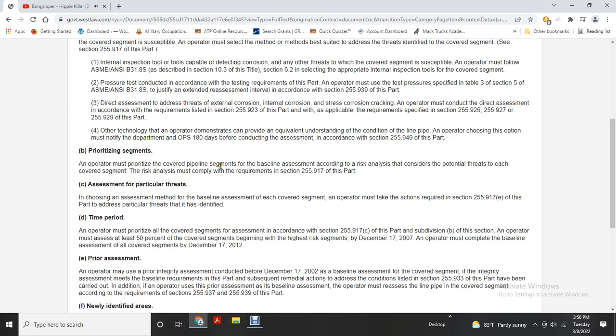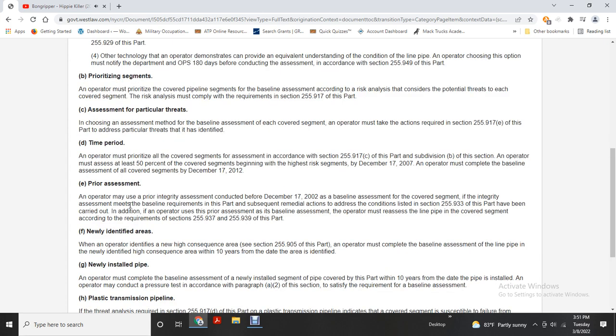Risk analysis must comply with the requirements of Section 192.917. Assessment of particular threats shows the assessment method for the baseline assessment of each covered segment. The operator must take the actions required by Section 192.917(e) of this part when addressing the particular threats identified. For the time period, the operator must prioritize the covered segment assessment in accordance with 192.917(c) of this part and subdivision (b) of this section. The operator must assess at least 50% of the covered segments, beginning with the high-risk segments, by December 17, 2007. An operator must complete the baseline assessment of covered segments by December 17, 2012.